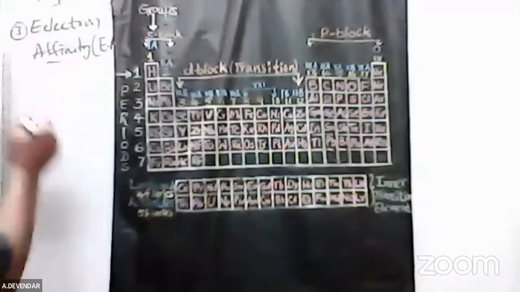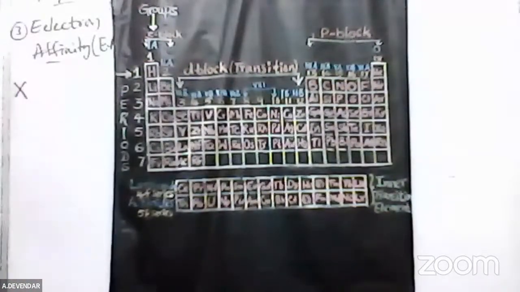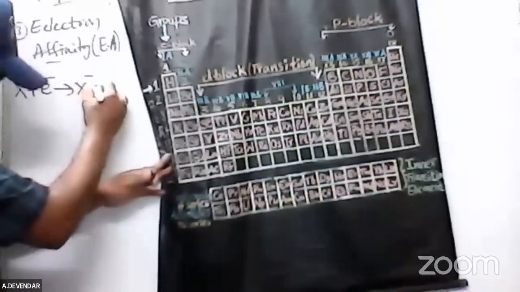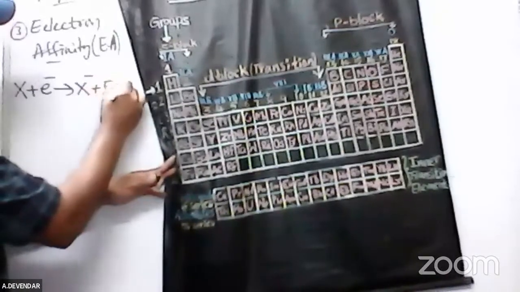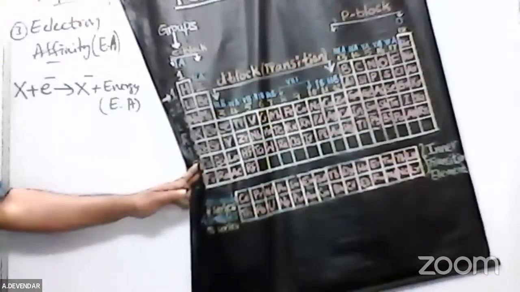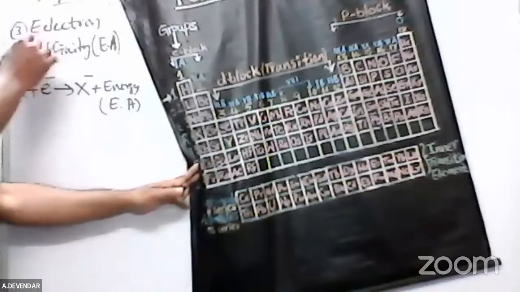The amount of energy released when an electron is added to the neutral isolated atom is called electron affinity. So X is a neutral atom. You are adding one electron, so X minus is formed. See, there a cation is formed, here an anion is formed. Next, energy is released. This energy is called electron affinity.